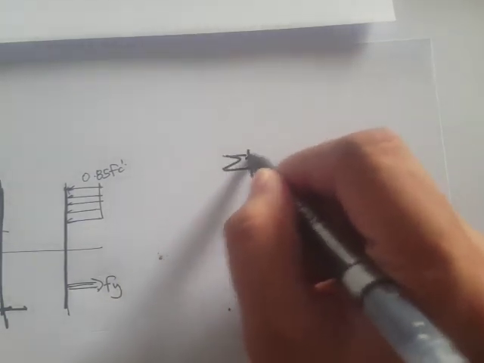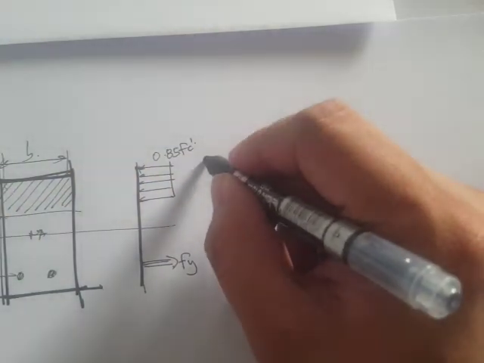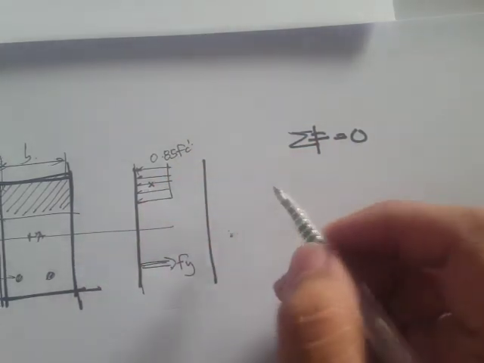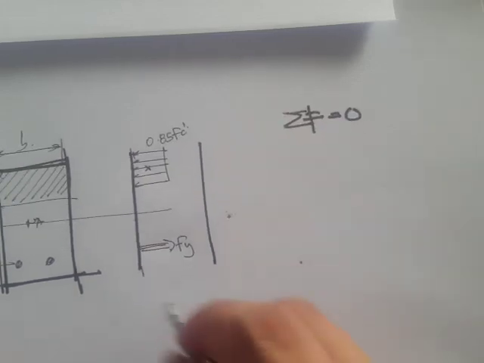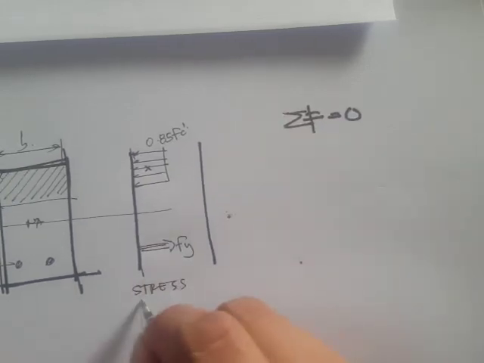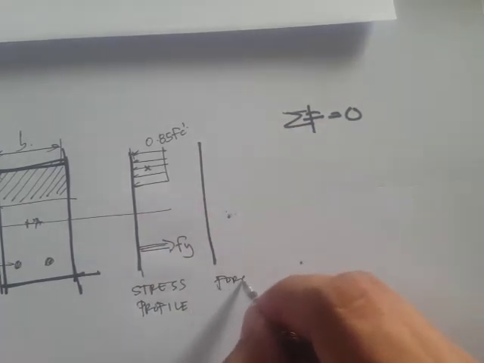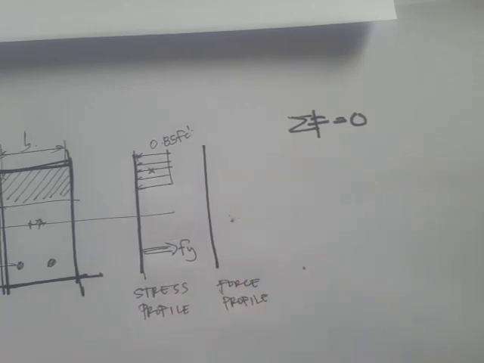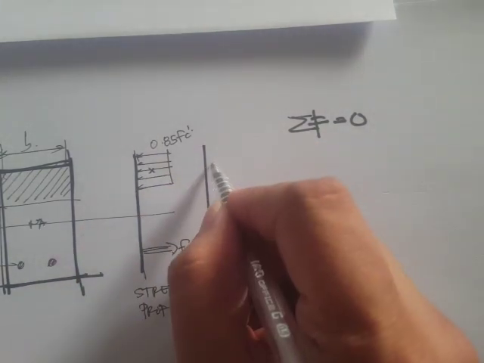So we say that summation of forces is equal to 0. So meaning that the compression forces, we can also try to represent this in terms of force profile. Okay, so let's write it down here. We have a stress profile, and then the ones here will be the force profile. Okay, so what's the difference between the stresses and the force? It's just simply the area. Okay, so here we have this resultant.